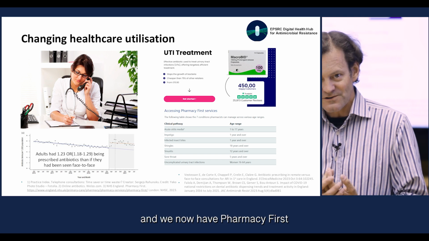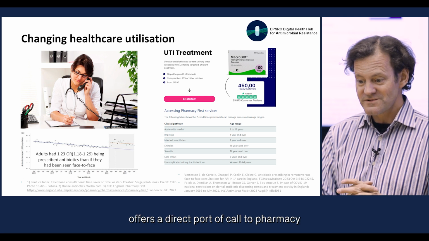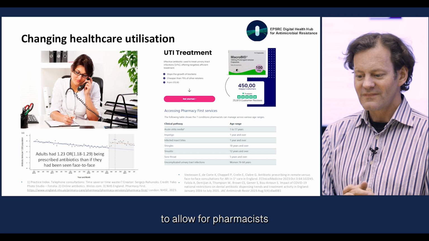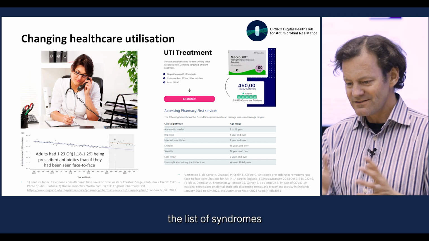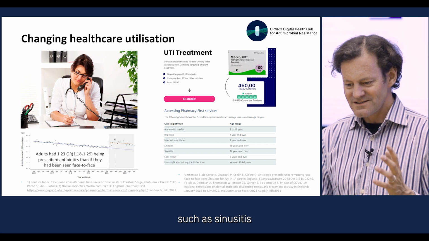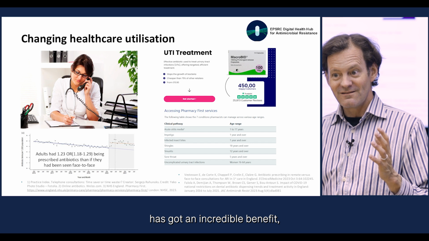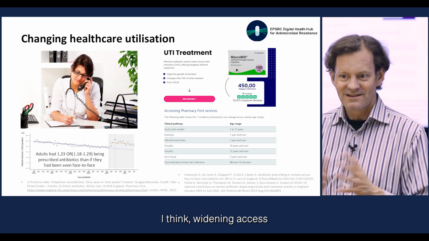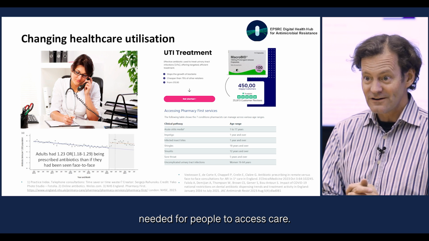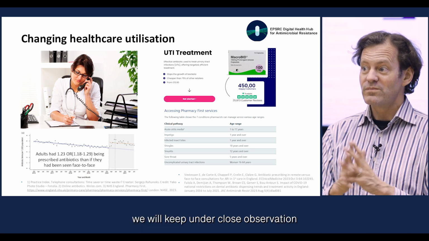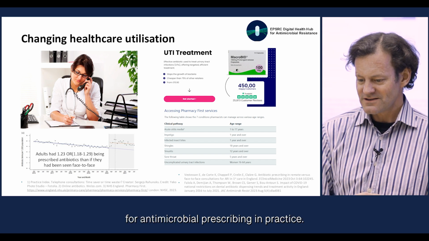And we now have Pharmacy First, which for 7 common conditions across the UK offers a direct port of call to pharmacy to allow pharmacists to make algorithmic decisions about antibiotic prescribing. And I list there the syndromes such as sinusitis, urinary tract infections and impetigo. This clearly has an incredible benefit of widening access to a large group of patients and reducing the time needed for people to access care. However, we will keep under close observation what it will mean for antimicrobial prescribing in practice.